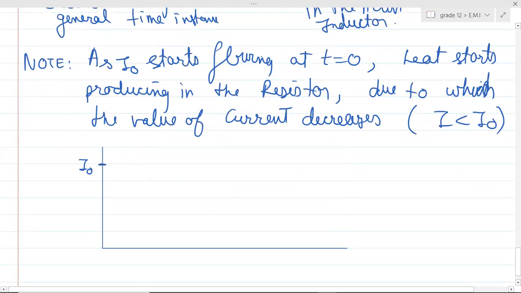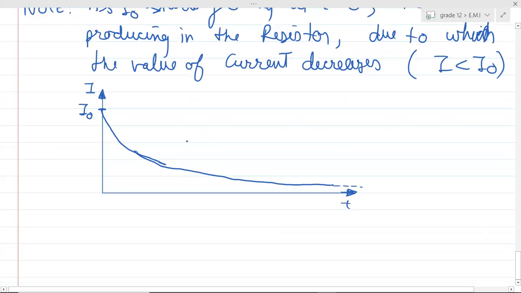Let's say this is the maximum value, and from here, just like discharging, it will never become zero, by the way. When will it become zero? It will become zero at t equal to infinity. Or basically we generalize t equals to infinity as 5 times the time constant. So here also we'll define the time constant. Time constant will be basically what? The same thing, R by L.